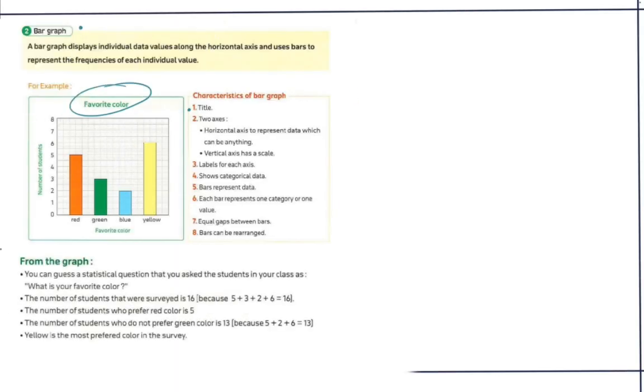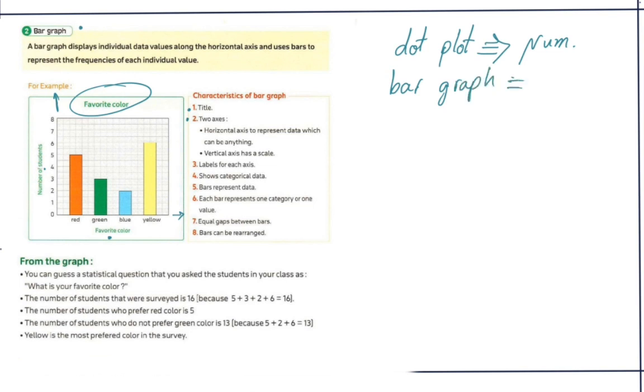Favorite color. We have 2 axes: the horizontal axis here and the vertical axis here. There is a label for each axis: this axis is favorite color and the vertical is number of students. It shows categorical data. We know that the dot plot shows numerical data, right? But the bar graph shows categorical data, like colors and other things.